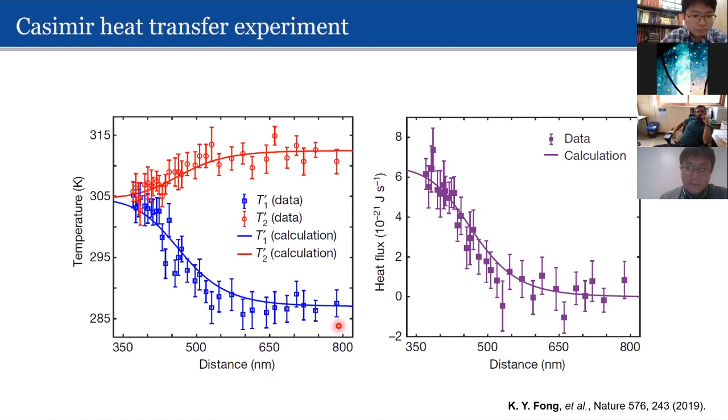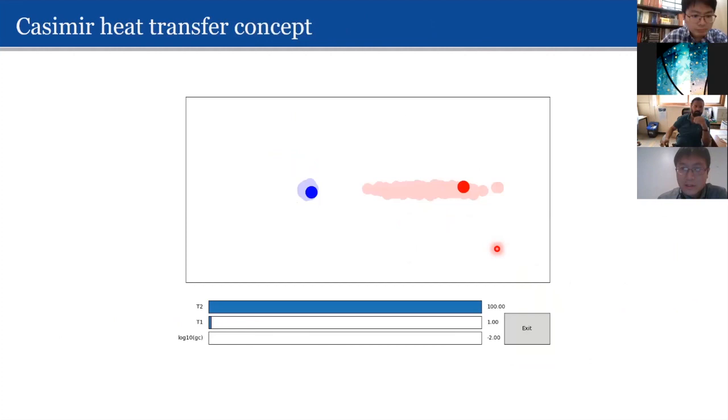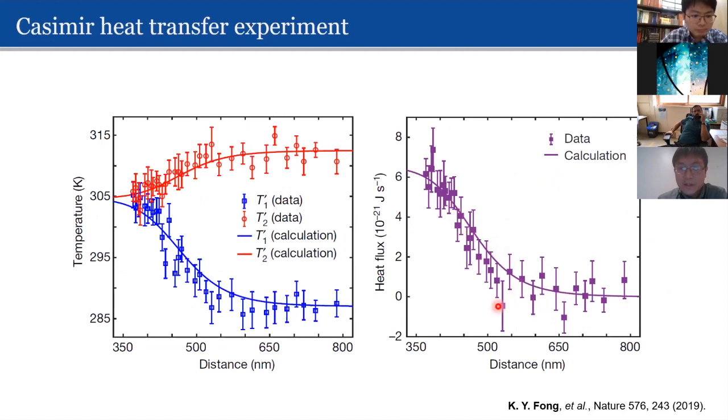From this measured data, we can also calculate how much energy, what we call heat flux, is actually going from one heat bath to the other. If you go back to this equation, we can find this energy by looking at the difference between the bath temperature and the mode temperature. We do this calculation, and when the two membranes are at the shortest distance, we got about 6 × 10⁻²⁰ watt. That is a really, really small heat flux because we are looking at a single mode. It is not like conventional heat transfer, where all the phonon modes participate. We are looking at one particular phonon mode, so that heat flux is really small.